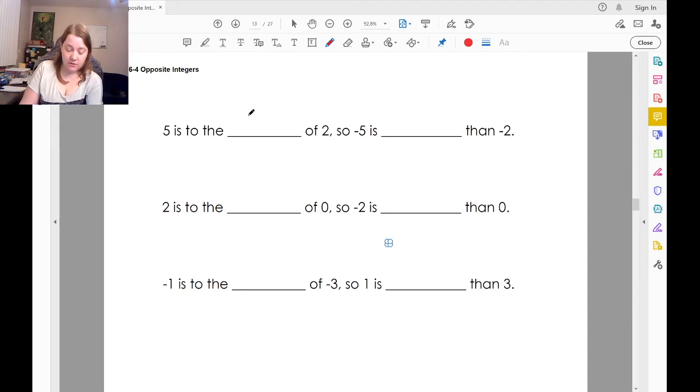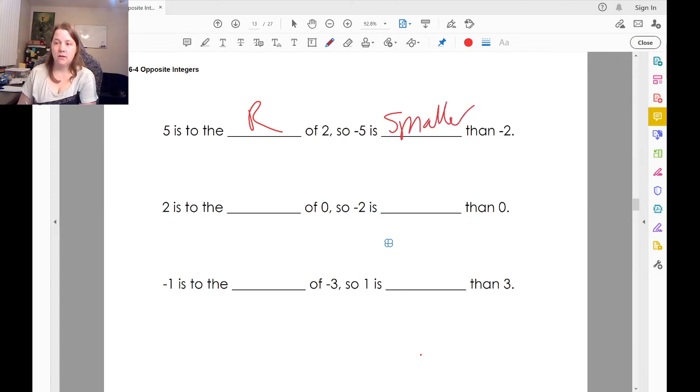5 is to the right of 2. So negative 5. Ooh, they're changing things up here. 5 is to the right of 2. So negative 5, the opposite of that, that's going to be different. Negative 5 is actually smaller than negative 2. 2 is to the right of 0. So negative 2, its opposite, is going to be smaller than 0.